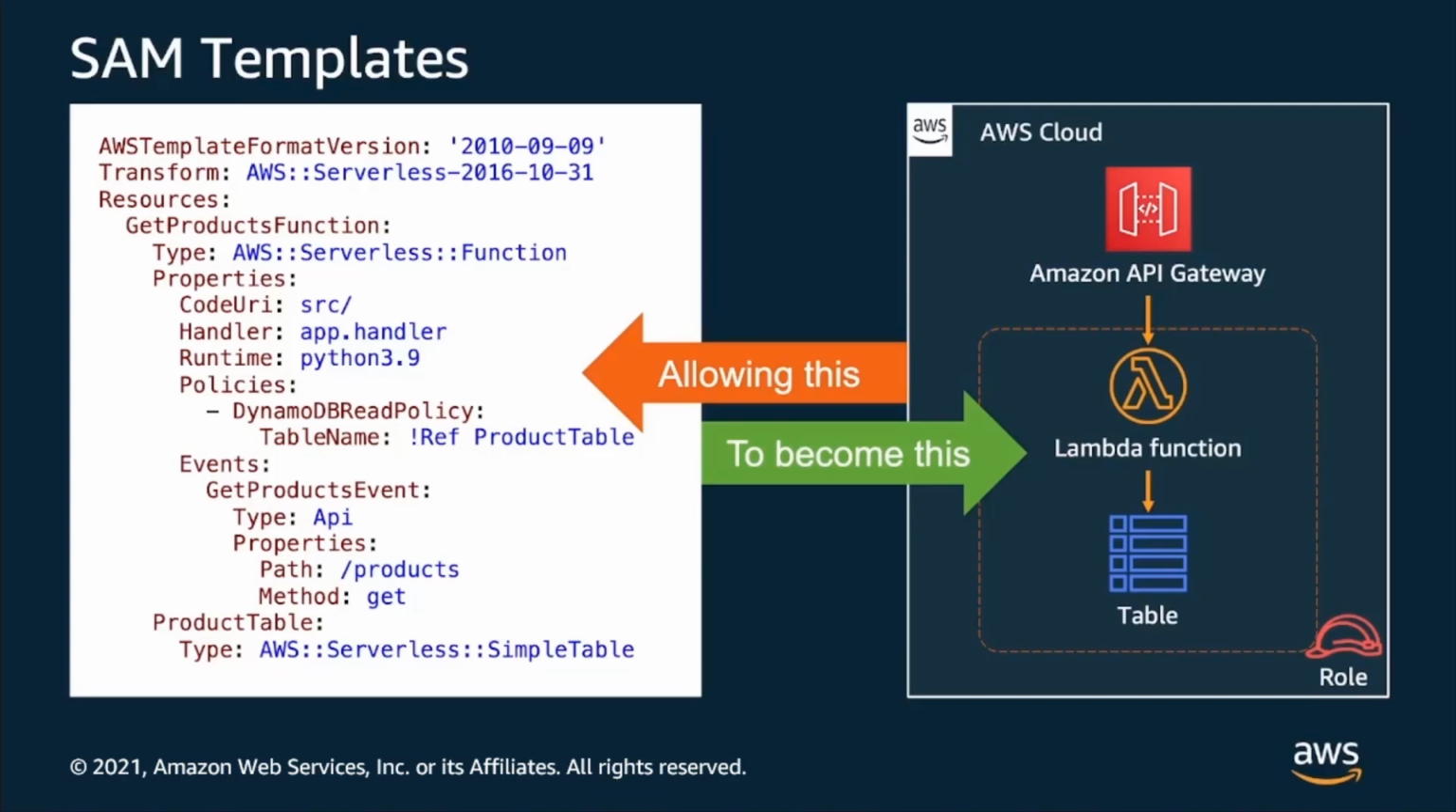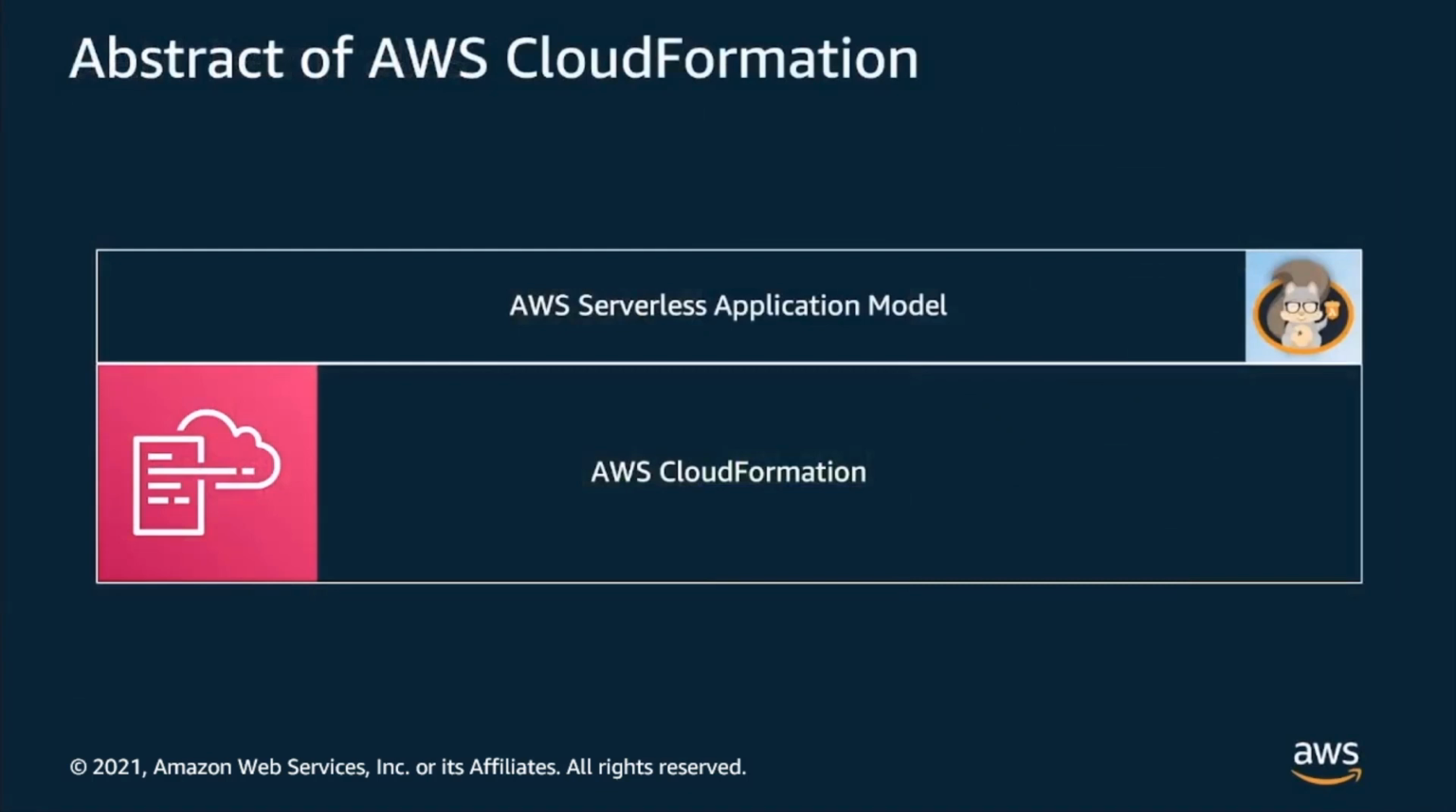So now, AWS SAM is built on top of AWS CloudFormation. It's literally an abstraction that sits on top of it, right? So when you're using SAM resources, you can also use CloudFormation resources and they'll work just fine. So let me show you what that means.